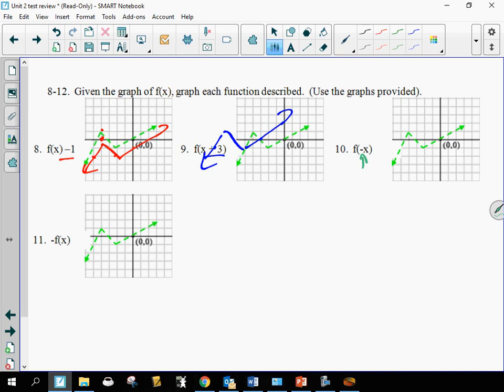On this one, the negative inside is going to reflect everything along the y-axis. Here the negative's outside, so everything is reflected along the x-axis.